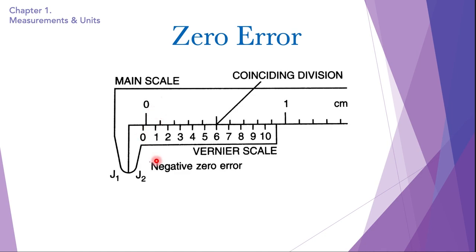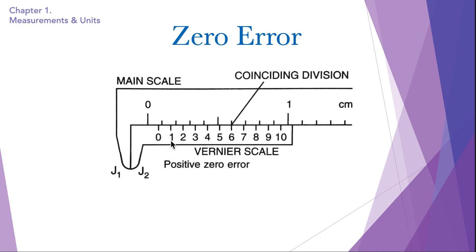If the vernier scale 0 is exactly aligned with the main scale 0, this means that the vernier calipers has no zero error. But if it shows something like this, that even when the jaws are tightly closed together and there is no object in between, it shows a reading, then it is obvious that there is zero error. If the 0 is on the left side of the main scale 0, then it is a negative zero error, and if the vernier scale 0 is on the right side of the main scale 0, then it is a positive zero error. So how do we read this zero error?